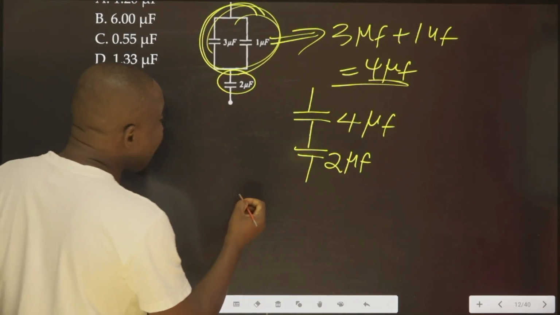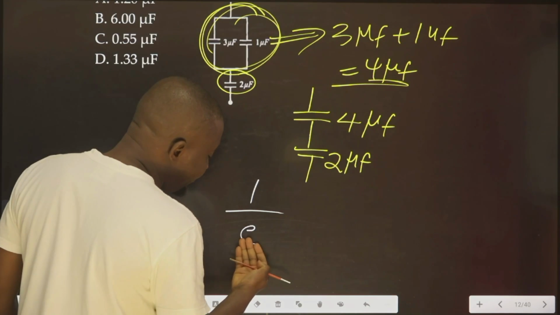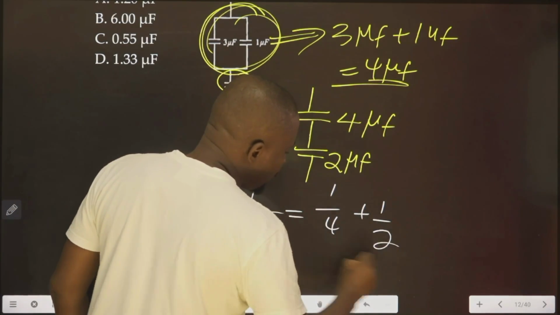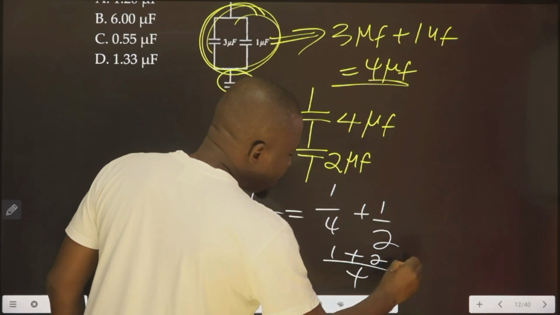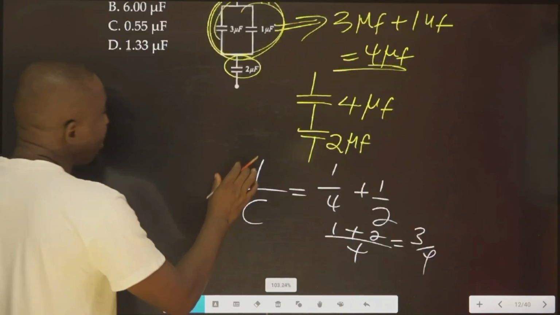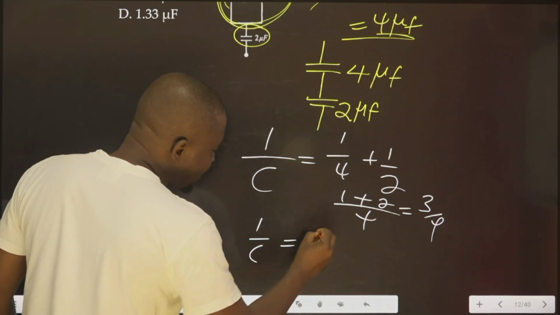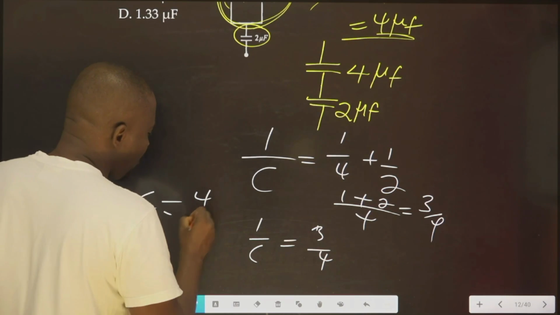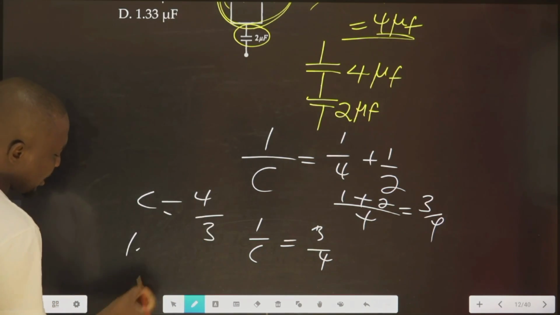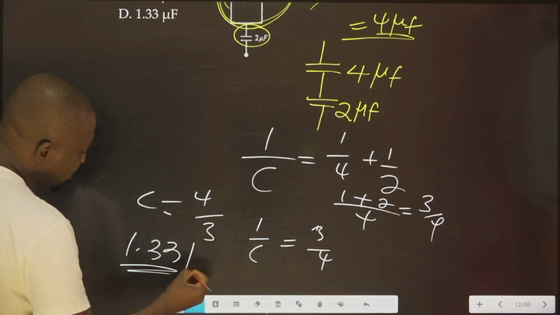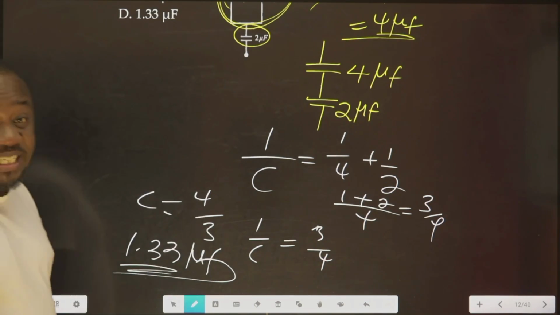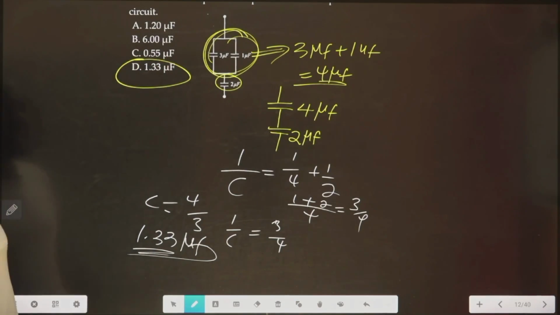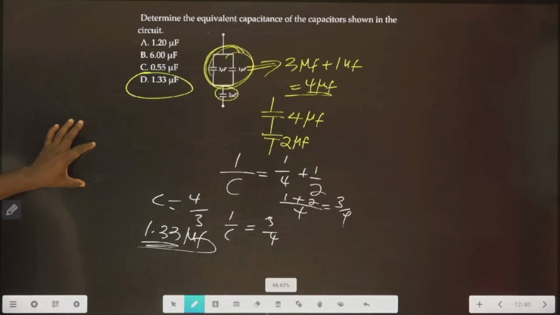Therefore, you say to get the effective capacitance, it is 1 over 4 plus 1 over 2. This 4, this 1, this is 2. That is 3 over 4. It means therefore 1 over this 3 over 4, and to get C now, you turn this to have 4 over 3. If you divide, you have 1.33, and so on. That is the effective capacitance. So you can see D is the answer. Okay? Hope you are getting this.